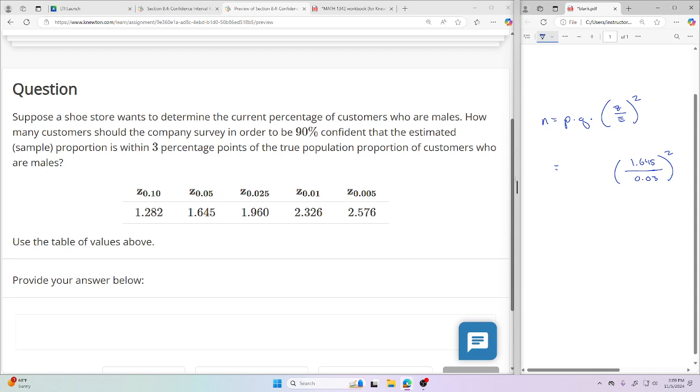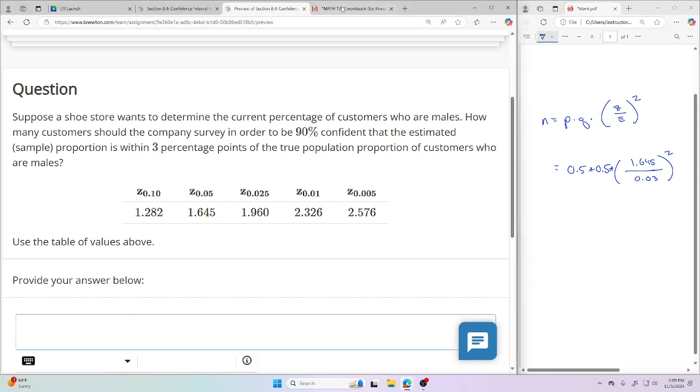But again, do you see any other numbers? Did they give us a preliminary report? No. So what do I have to use? Yeah, 50-50, 0.5, exactly. 50-50. And I think that's how this is going to keep rolling the entire time.